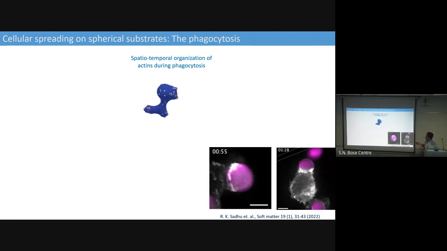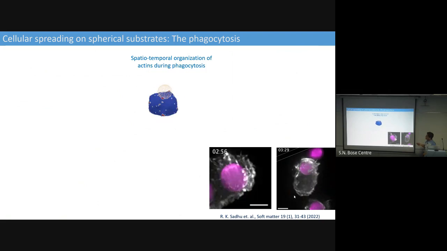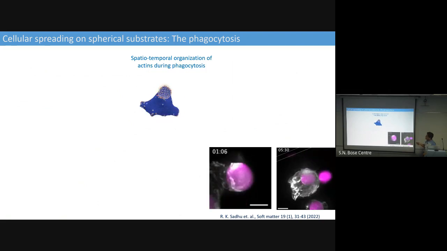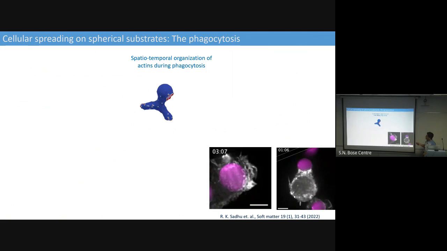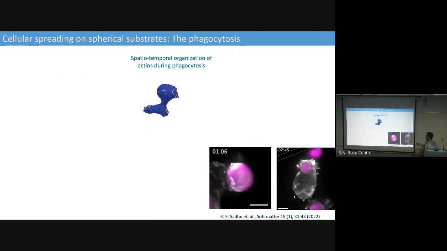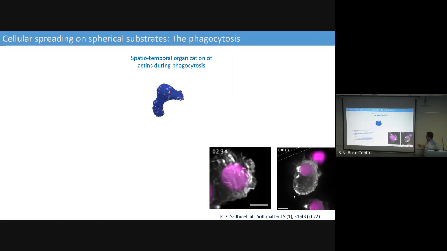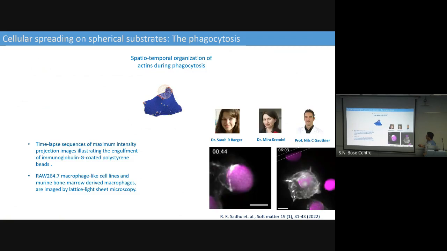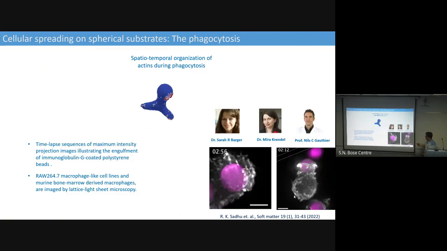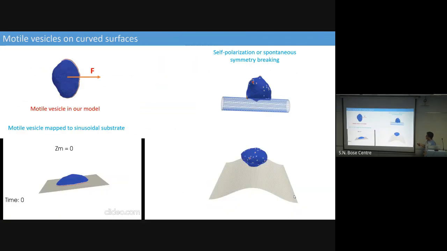You can say these are the clusters of actins, and they become more continuous, and then finally they vanish after completing the engulfment process. So this model is actually able to capture these nice features, and then we decided to extend it to more complex systems.